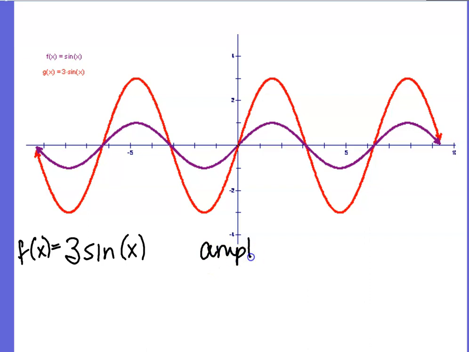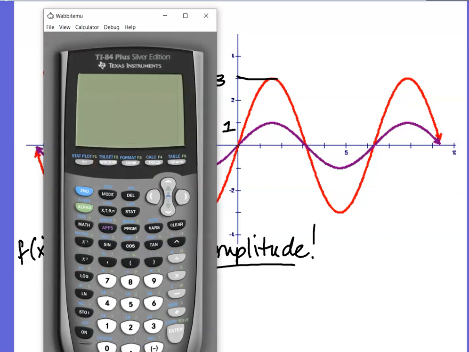Yeah, the amplitude looks different, right? So the amplitude was affected. In fact, check it out. The amplitude for this wave, the regular wave, was 1, but the amplitude for this wave was 3. Interesting. Let's look at another one.